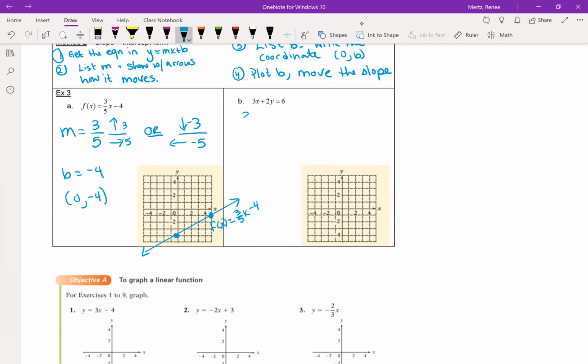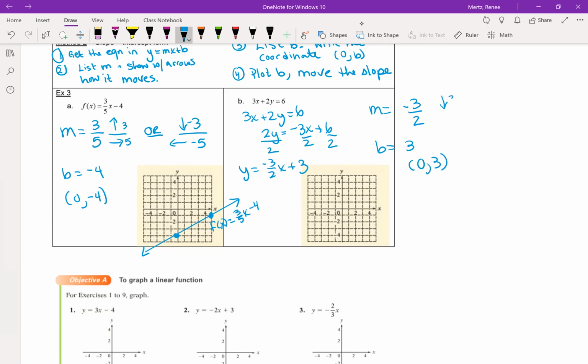All right, so then I have 3x plus 2y equals 6. I'm going to isolate for y. So I'm subtracting the 3x over. Then I'm dividing by 2. So y equals -3/2 x plus 3. M equals -3/2. B equals 3. This means I'm beginning at 0, 3.